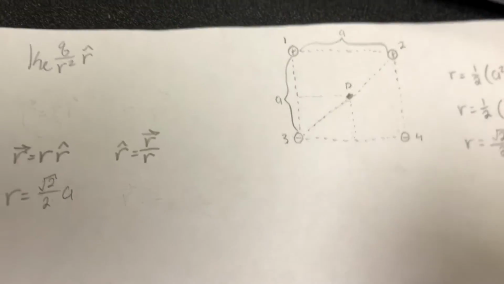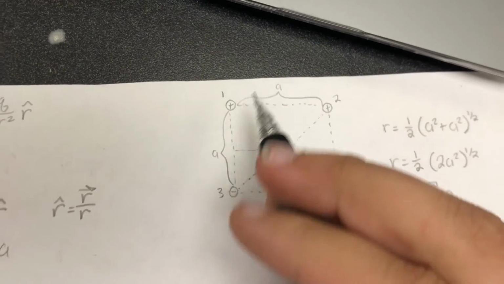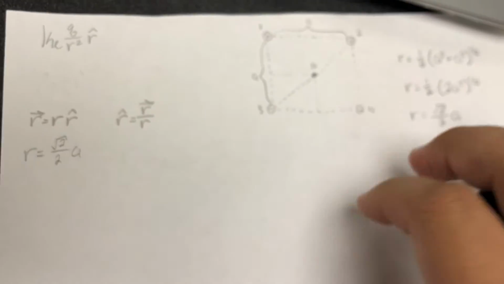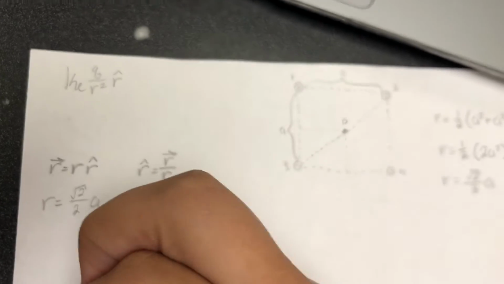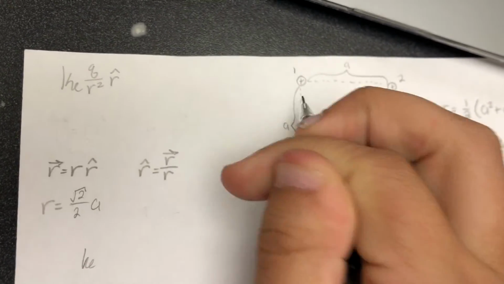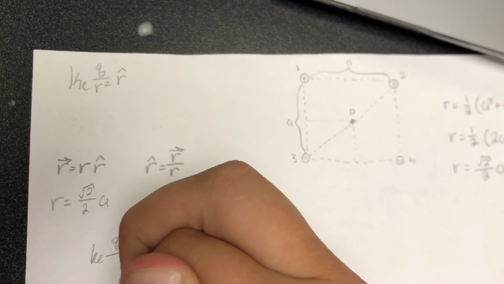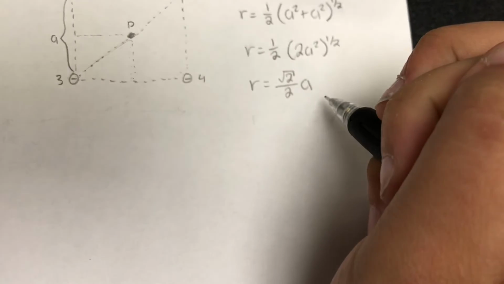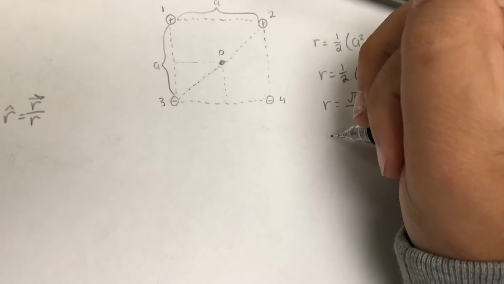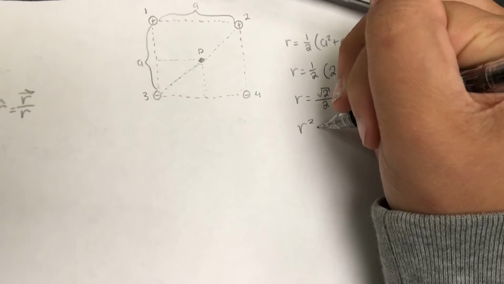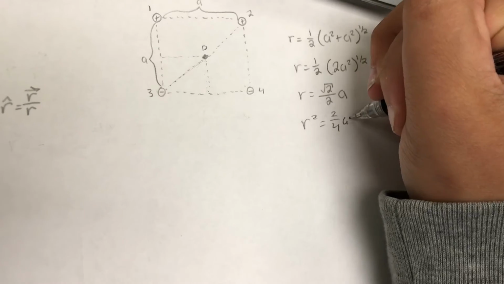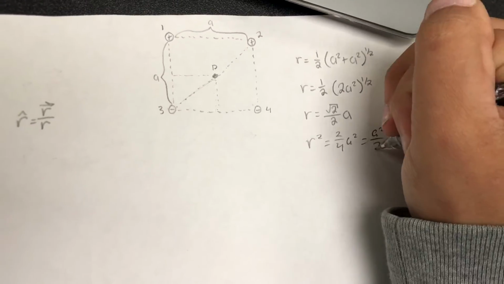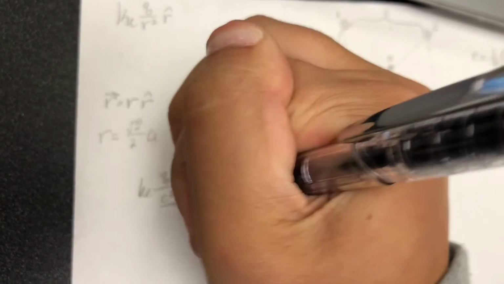So now let's start for each of the points. I'm going to start with what I've called point 1 up here. We're going to use this whole equation. It's going to be KE, and it's a positive charge, so it's just going to be Q over our R squared, which we said R was root 2 over 2 times A. So if we square this, R squared is going to be 2 over 4 A squared, which is just going to be A squared over 2, because that's just 1/2. So that's going to be A squared over 2.